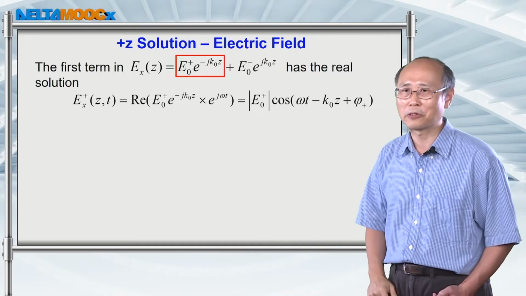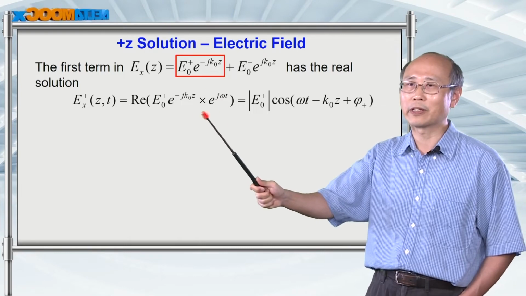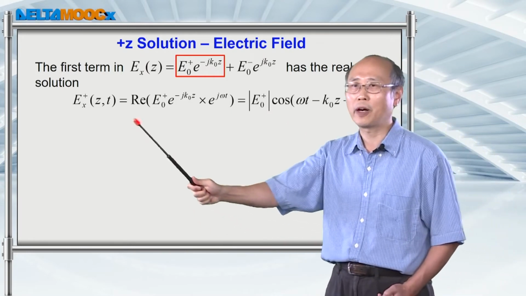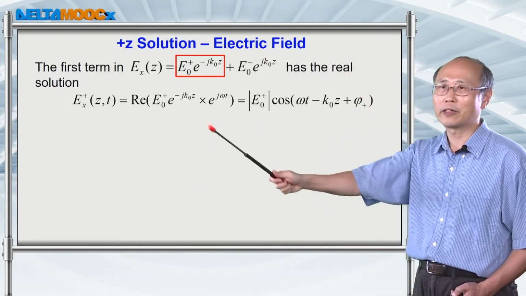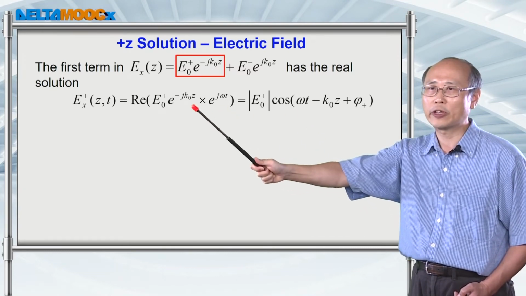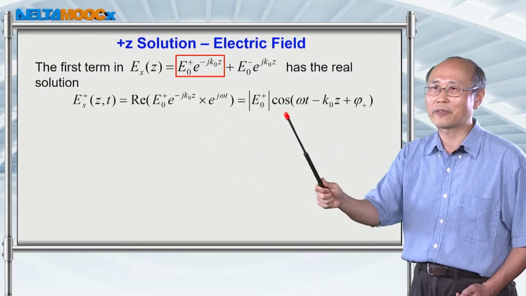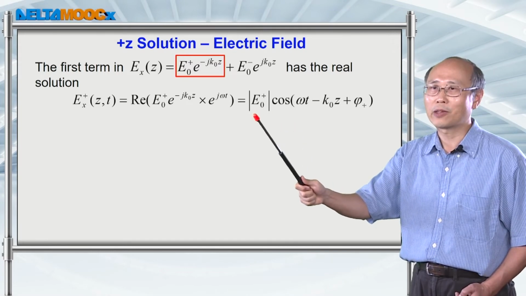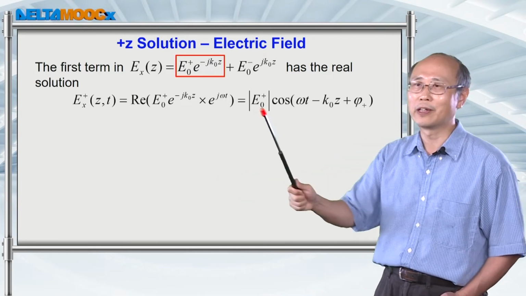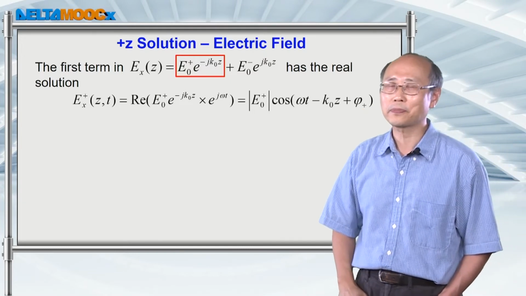So to convert this phasor into a real expression, you simply multiply this with the exponential j omega t and take real part of it. And very quickly you can just write down this expression, because you combine this exponential minus jk0z and j omega t. When you take real part of it, you end up having this cosine function. And when you take the magnitude for this coefficient, then you come up with this phase term, phi plus.